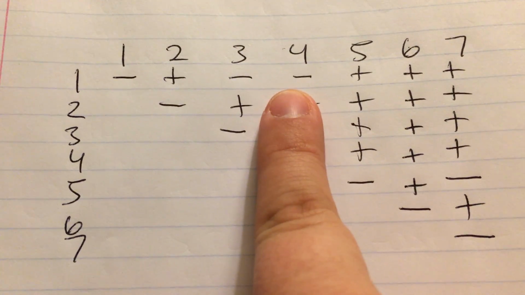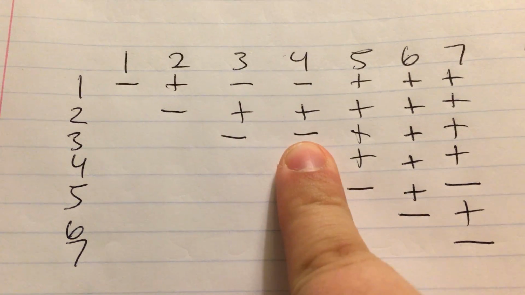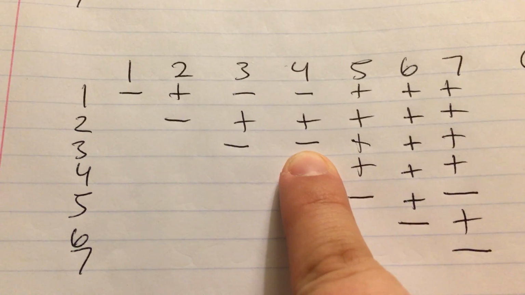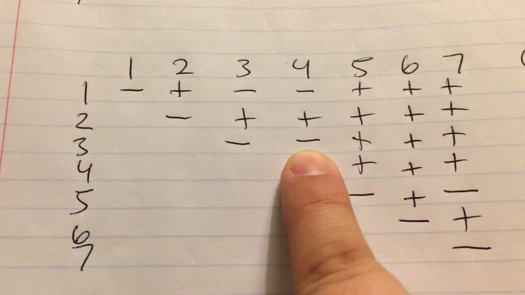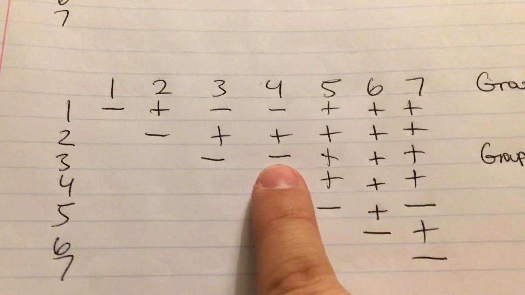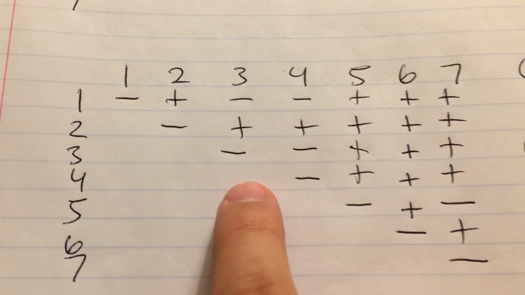Let's look down at that cross. I look at 3, and I go across to 4, and I see that 3 and 4 also fail to complement. This confirms that 1, 3, and 4 are going to belong to group 1, or group A, as I have over there. Let's keep going.